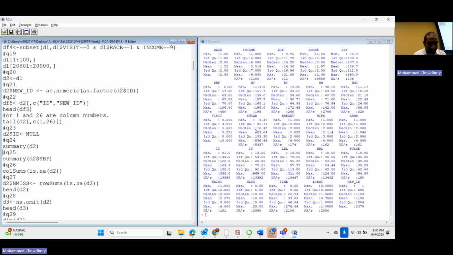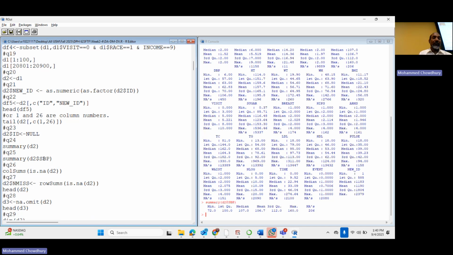After this, now I want to find the summary statistics of one variable. The summary statistics of one variable is summary(D2$SBP). D2 is the data, SBP is the systolic blood pressure, and this is the summary statistics of the SBP variable, question number 25.